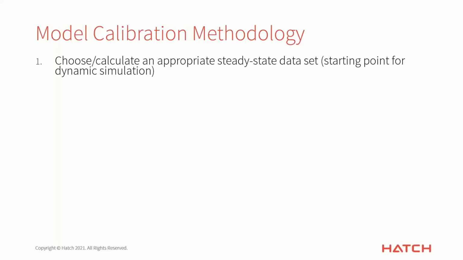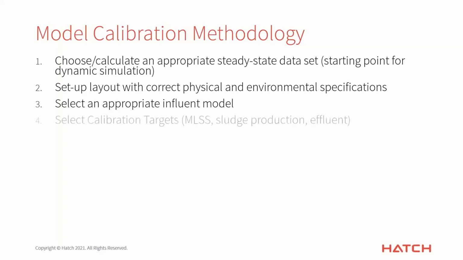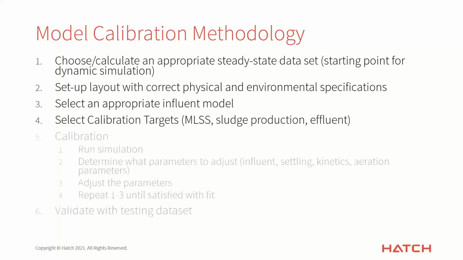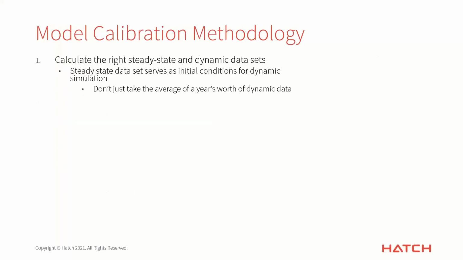First, we choose and calculate an appropriate steady state data set. So that's a starting point for the dynamic simulation. Then we set up the layout with the correct physical and environmental specifications. Then we want to select an appropriate influent model. Then we're going to select our calibration targets. So that could be MLSS, sludge production, effluent concentrations. And then we actually do the meat of the calibration. So we run the simulations, we determine what parameters we need to adjust, we adjust those parameters, and then we repeat these steps until we're satisfied with the fit. And then lastly, we validate with a testing data set. It's not really technically a part of calibration, but it's kind of the next logical step. Obviously you want to validate your calibration with some other data.